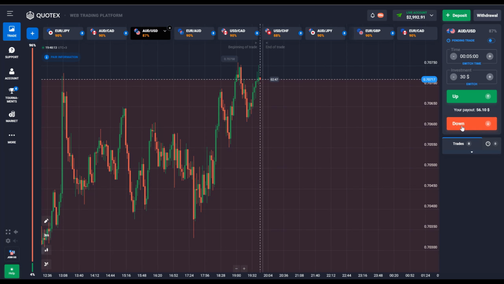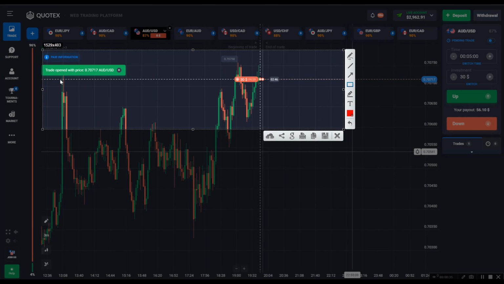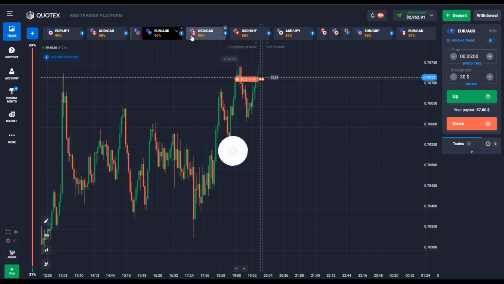Australian dollar, US dollar, I'll be opening a trade for a decrease. Resistance zone, it's also the local maximum we have here. Pay attention, the price cannot break through this zone for now. Waiting for a price reversal.